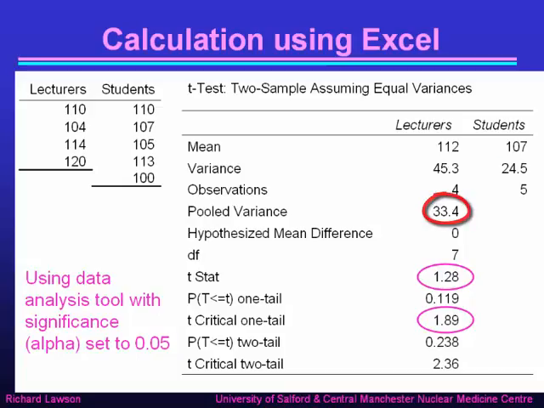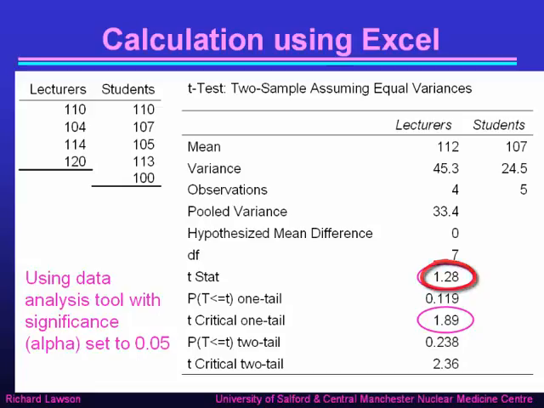That's 33.4. The hypothesized mean difference means that we are assuming in our hypothesis no difference between lecturers and students, so that is the assumption, the assumed difference of 0. 7 degrees of freedom, if you remember, it was n1 plus n2 minus 2. 4 plus 5 is 9, minus 2 is 7. It's calculated the t statistic for us of 1.28.